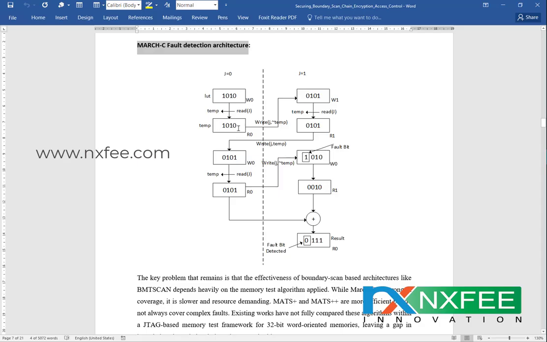Then we write the data again as 0101 and read the data again, 0101, and again we write the data 0101, and again we read the data 0101. So again we write the data. These operations are continuously repeated 4 times. Finally we test these operations R0 and R1. Here the comparison happens, and if an error occurs, we need to detect the fault bit. Otherwise we generate the same output to the TDO. So this is the March C test algorithm.